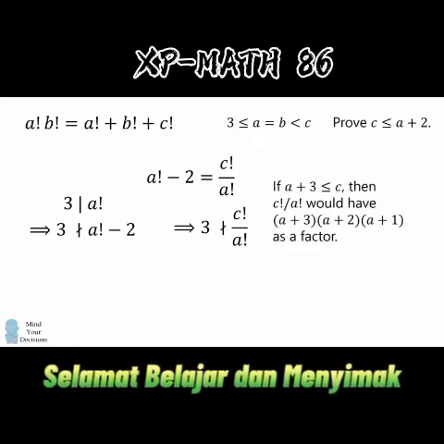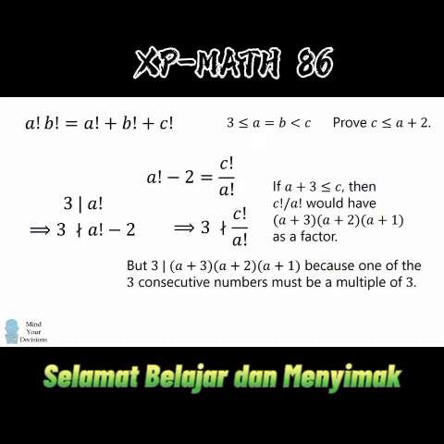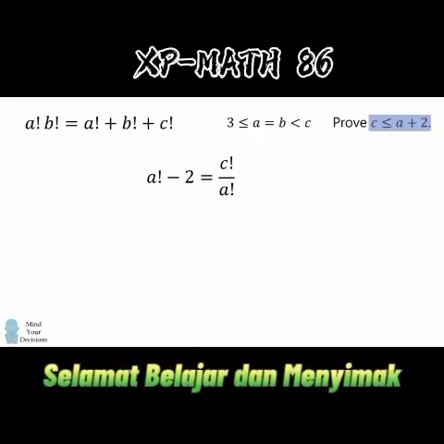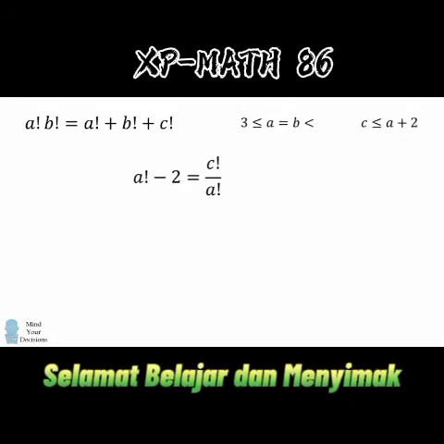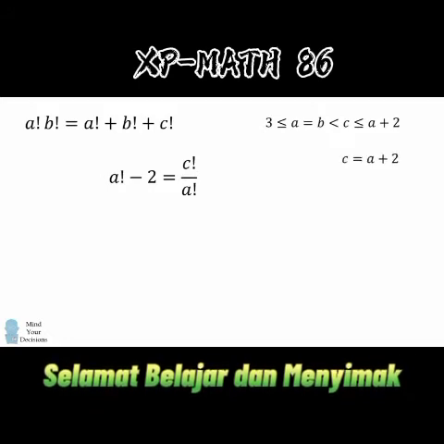Now, if c was greater than or equal to a plus 3, then c factorial over a factorial would have a factor of a plus 3 multiplied by a plus 2 multiplied by a plus 1. But 3 would divide this product because one of 3 consecutive numbers must be a multiple of 3. Therefore, we must instead have c being less than or equal to a plus 2. So we only have 2 possibilities to consider. Either c is equal to a plus 2 or c is equal to a plus 1. Let's consider each one in turn.